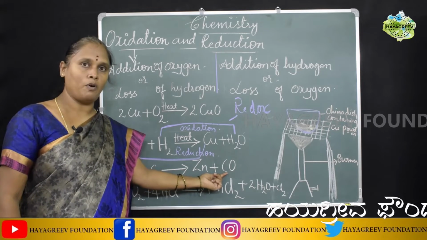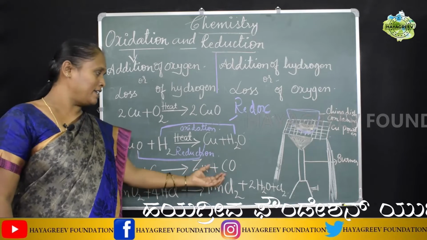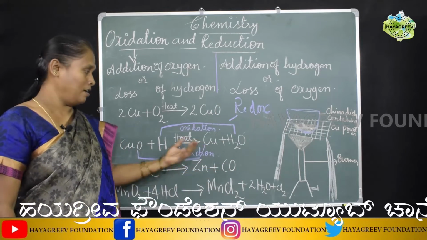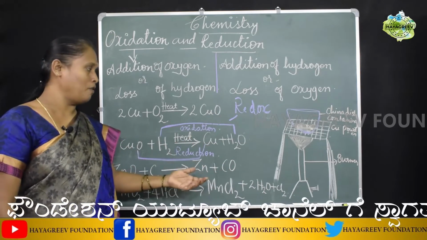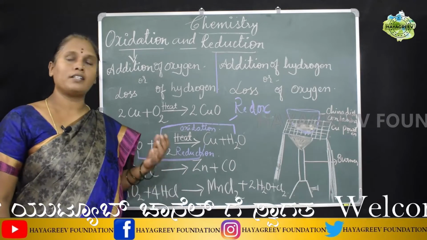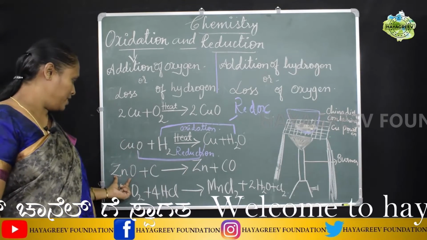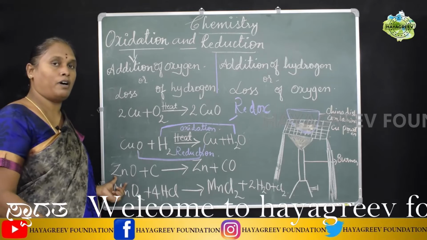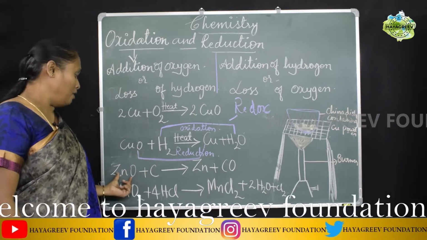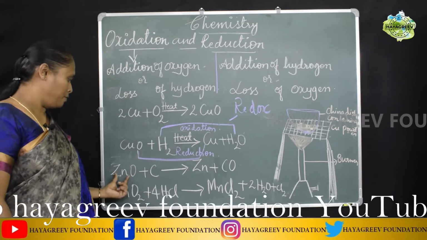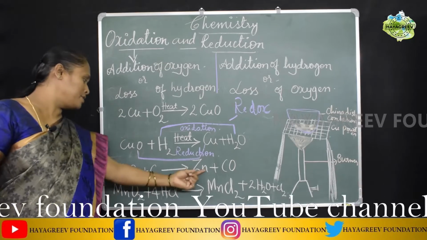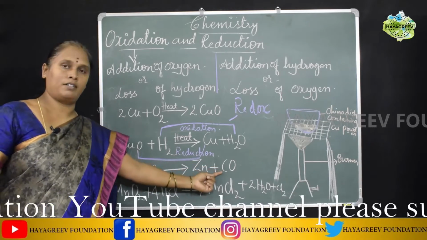This carbon monoxide is usually unstable, so it further undergoes oxidation, combines with oxygen and forms a stable compound, which is carbon dioxide. They can ask you to identify which is getting oxidized and which is getting reduced. So you can identify that zinc oxide is getting reduced here and carbon is getting oxidized.